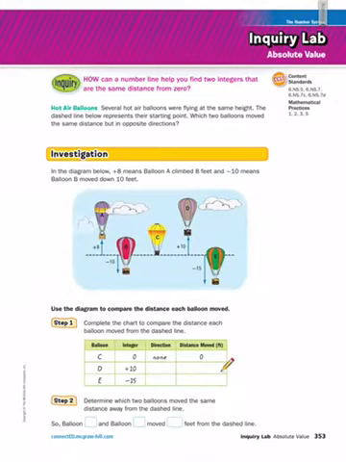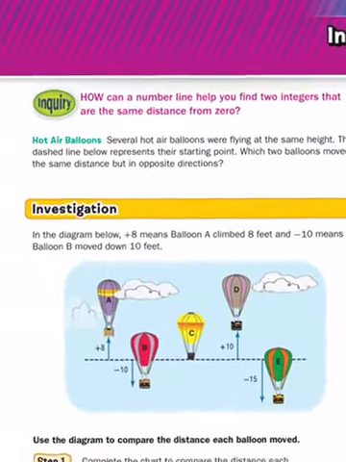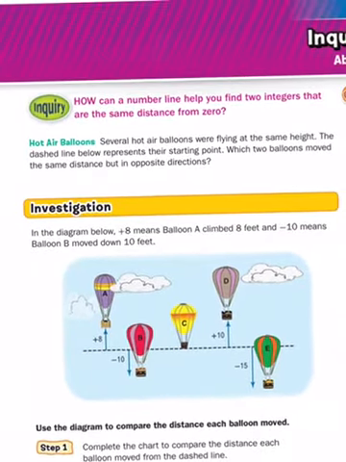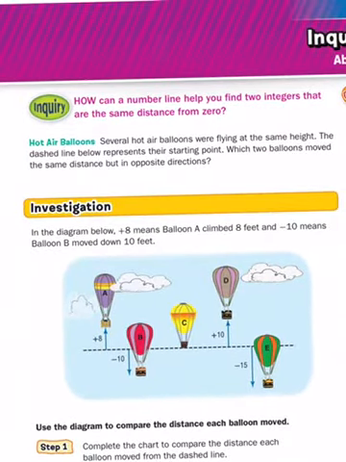All right, this is the Inquiry Lab, and you are going to learn a little bit about what absolute value means. So let's start. We're going to read the inquiry problem at the top, and it starts with hot air balloons. It says, several hot air balloons are flying at the same height. Let me scroll out. The dashed line below represents their starting point. Which two balloons move the same distance but in opposite directions?